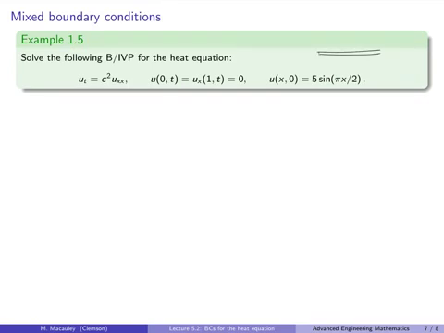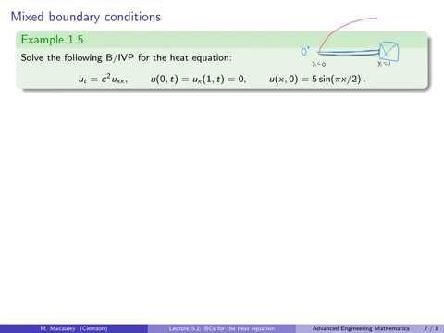Let's do as much as we can intuitively first without doing any math, as before. So the left endpoint, again, is 0 degrees. The right endpoint is insulated. The interior of the bar is insulated. And the initial condition is this sine wave. So that looks like this.